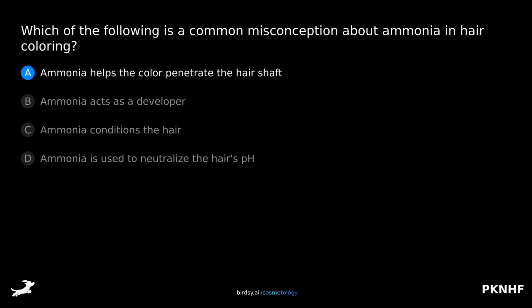Which of the following is a common misconception about ammonia in hair coloring? Is it A, ammonia helps the color penetrate the hair shaft, B, ammonia acts as a developer, C, ammonia conditions the hair, or D, ammonia is used to neutralize the hair's pH?